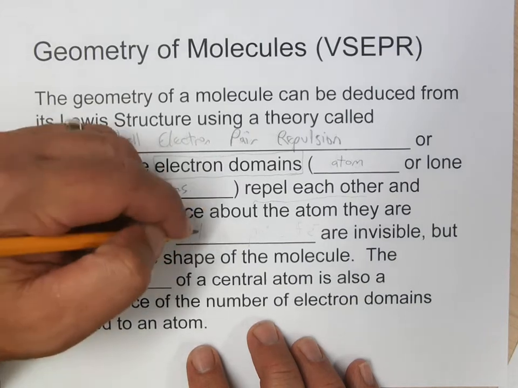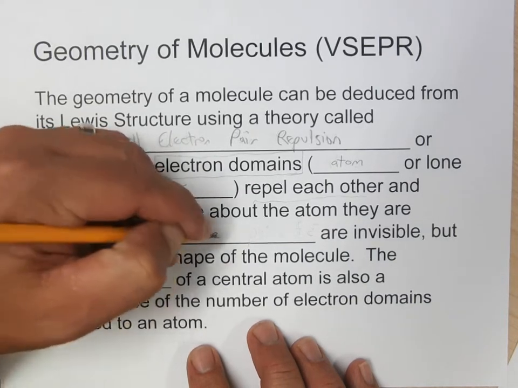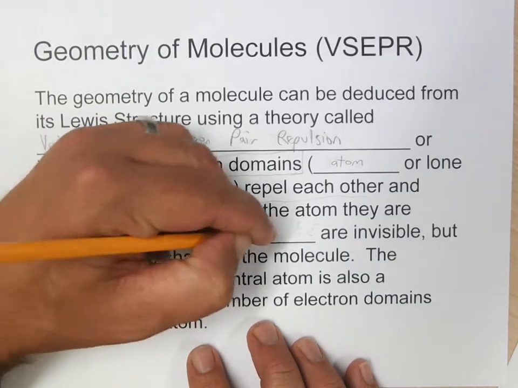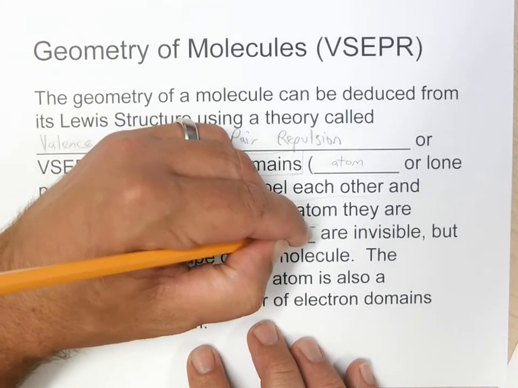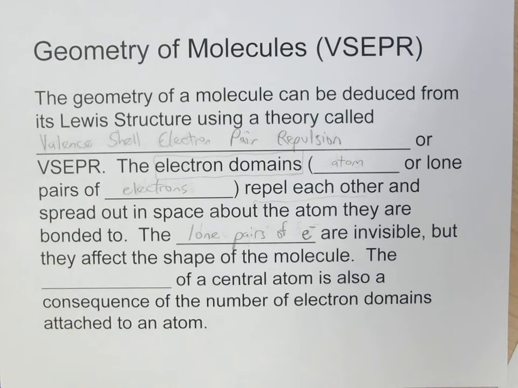And then a really important idea that I didn't get immediately: if you look at X-ray diffraction data, the lone pairs of electrons are invisible to the experiment, but they definitely affect the shape of the molecule. And that's why we have to include both the lone pairs of electrons and the bonded atoms in our visualization of the structure.